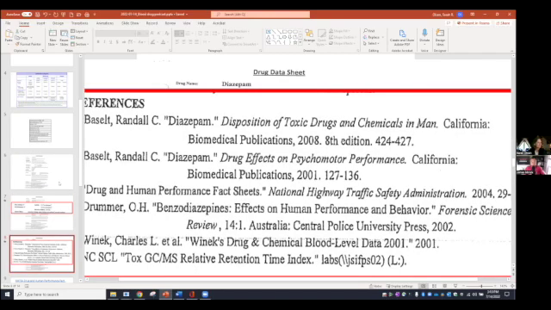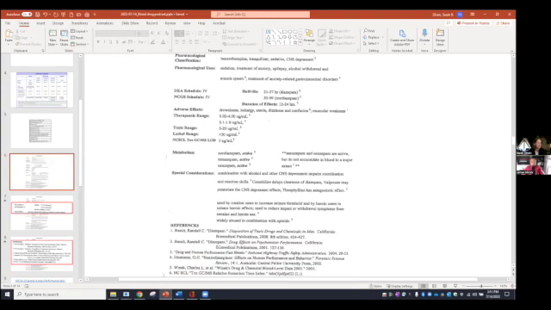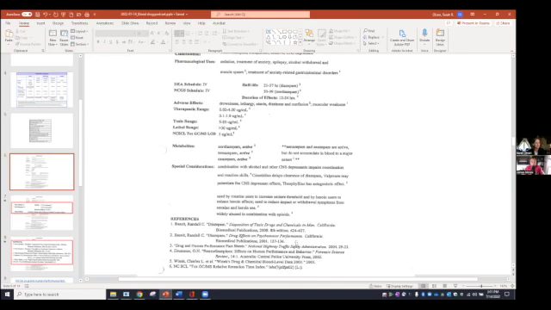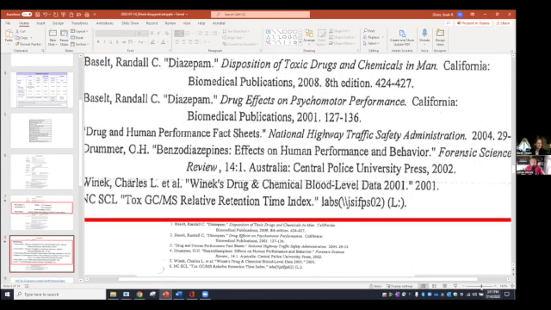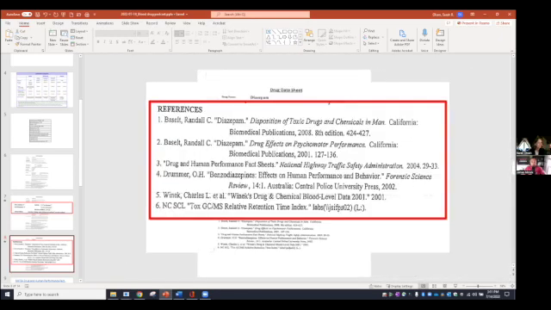Yeah, and at the bottom of the document, they have their references. So these are the sources where they're going to find this information. It's this Baselt, Disposition of Toxic Drugs and Chemicals in Man, and then also Winek, and then the NHTSA drug and human performance fact sheets. You can get these NHTSA fact sheets online. I'll show you in just a minute where we can get the Winek information. Oh, that's great, because that's such a great resource. Baselt is a book. I'd recommend purchasing it. It's a great reference that I think all DWI attorneys should have their hands on.